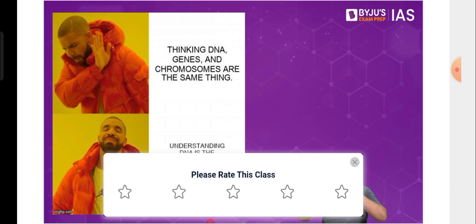So we have DNA, which becomes the base of everything. From the DNA, a set of DNA together will form genes, and all these will form into 23 pairs of chromosomes. So we have 23 pairs of chromosomes, we have more than 20,000 genes, and we have a lot more DNA. So that's basically how we are looking at the differences between all these three terms.